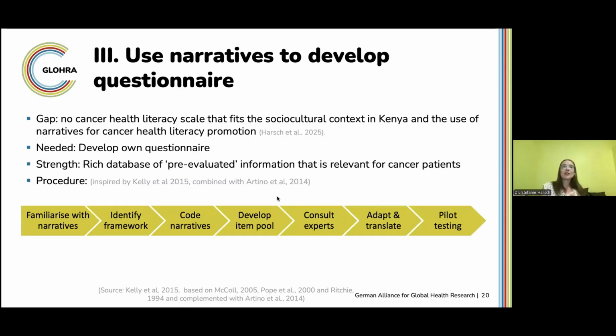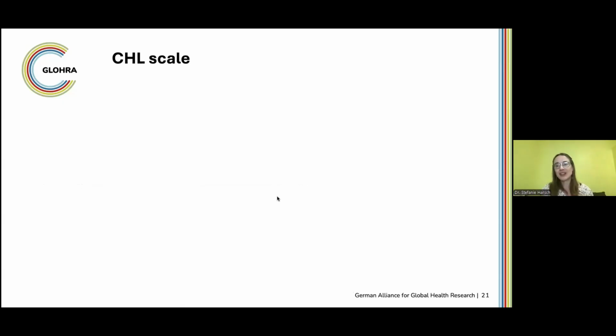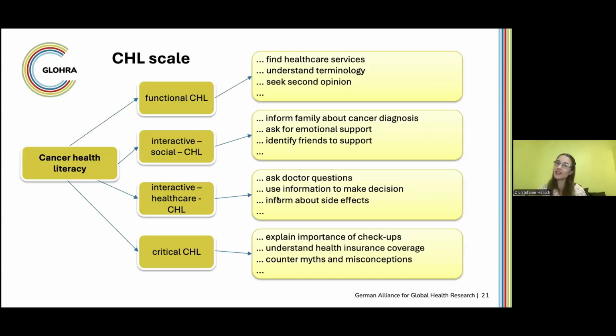And then we followed a procedure inspired by Kelly and Artino, where we familiarized ourselves with the narratives, identified a framework, coded the narratives, developed an item code, consulted experts, adapted and translated, and then pilot tested. So finally, after a long process, a lot of back and forth, we came up with our own cancer health literacy scale for our specific context, which has 4 subdomains: functional cancer health literacy, interactive social cancer health literacy, interactive healthcare cancer health literacy, and critical health literacy. And here are some examples of the different items that were selected. Overall, there were 26 items because we needed to ensure that cancer patients can fill it in without being burdened by themselves.